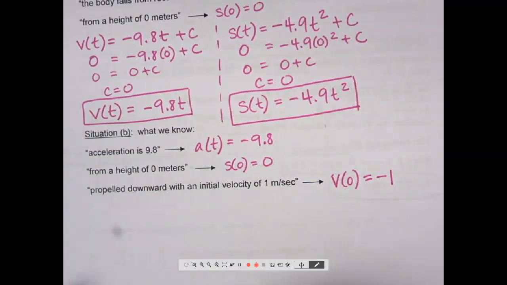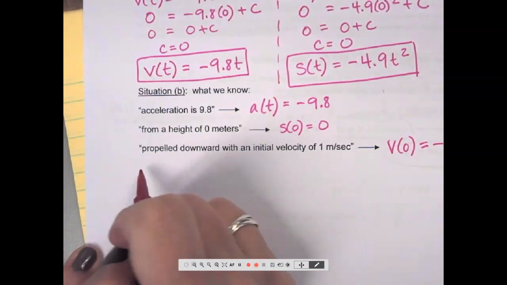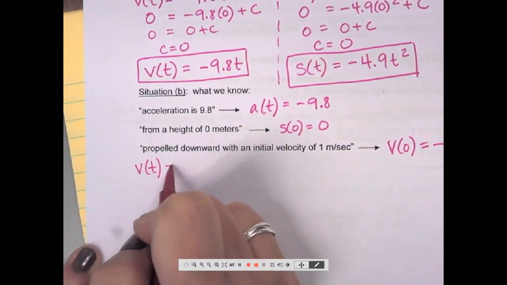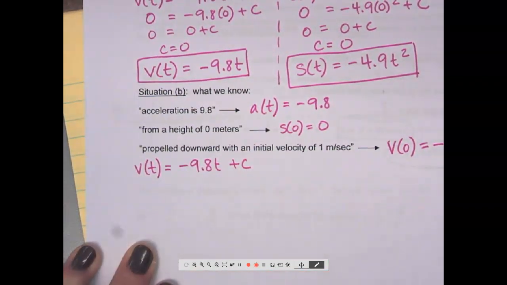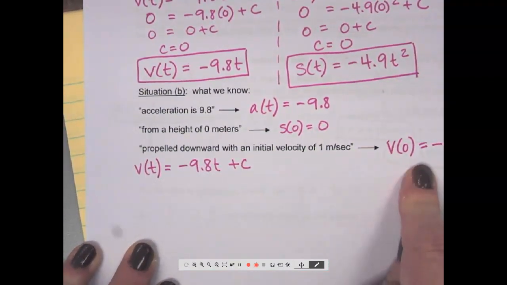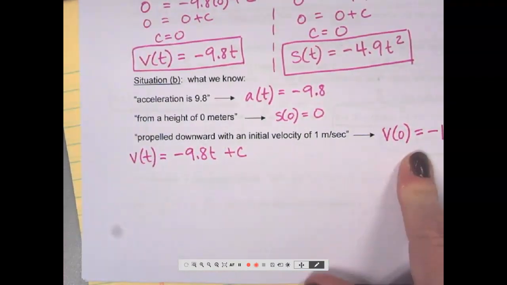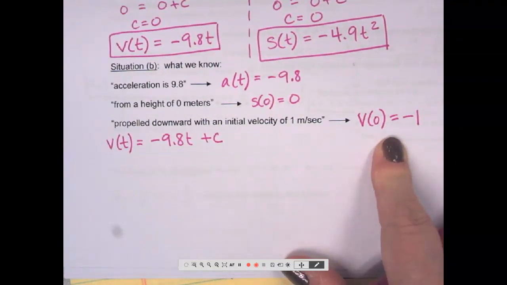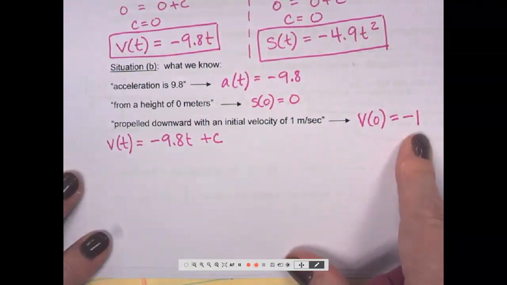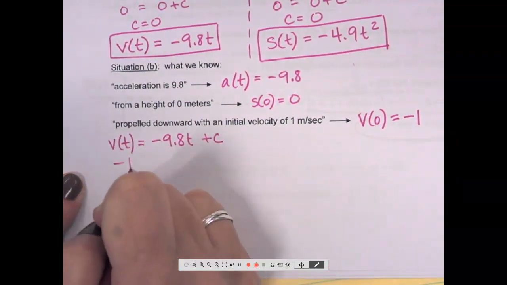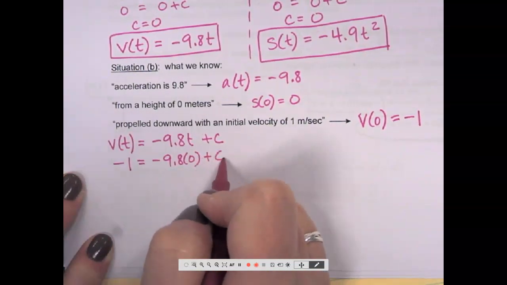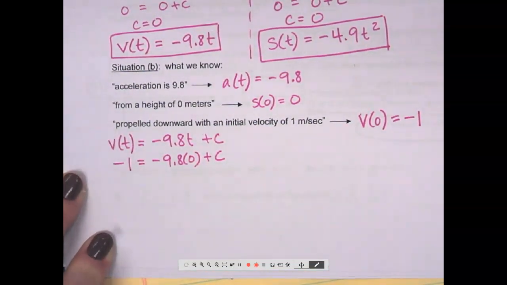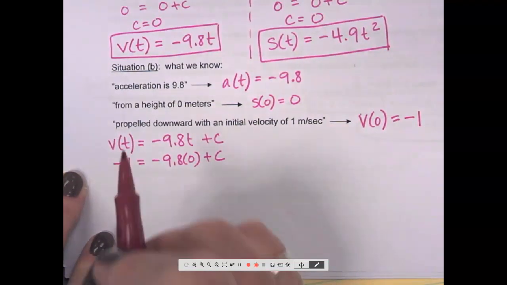All right, so we're going to do the same thing. I'm going to work backwards from acceleration, and I know that v of t is negative 9.8 t plus maybe a constant. Well, I know that v of 0 is negative 1. So when t is 0, velocity is negative 1. So negative 1 equals negative 9.8 times 0 plus c. And what is my c value now? Negative 1.